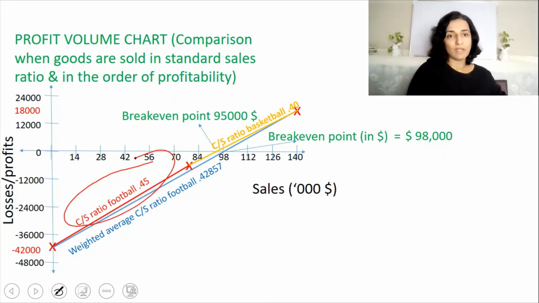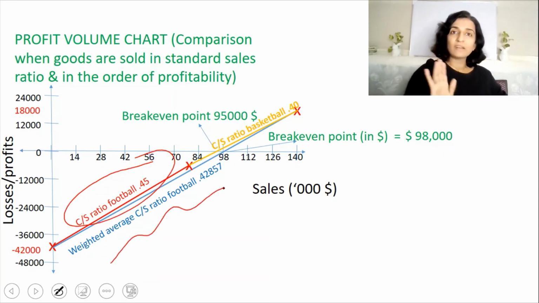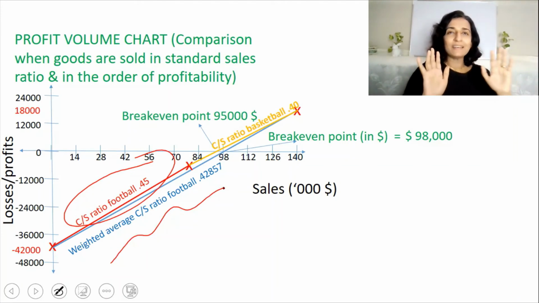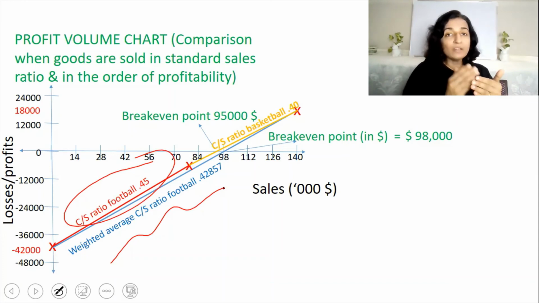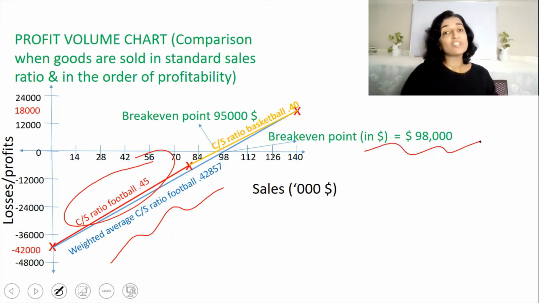Football is a better product. But here, we are not selling the better product first. We are selling it in the same standard ratio, that is 2:1. That is why we achieved the break-even point much later.